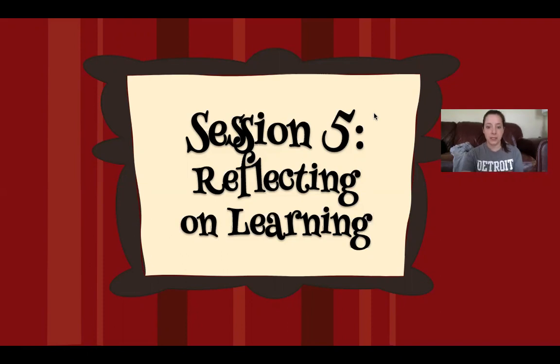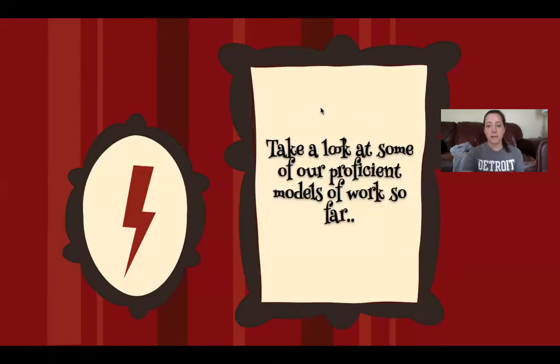So again, today is called Reflecting on Learning. The first thing that I want to do is take a look at some of our proficient models of work so far. We've talked about theme, we've talked about character traits. Gosh, it feels like forever since we talked about setting and all of that. So we've done a lot of talking and working, making a lot of bulleted lists and just jotting down some ideas. This week, or maybe it was early last week, you had a lesson where you had to write out your work in a well-developed paragraph, and that's what we were expecting from you.